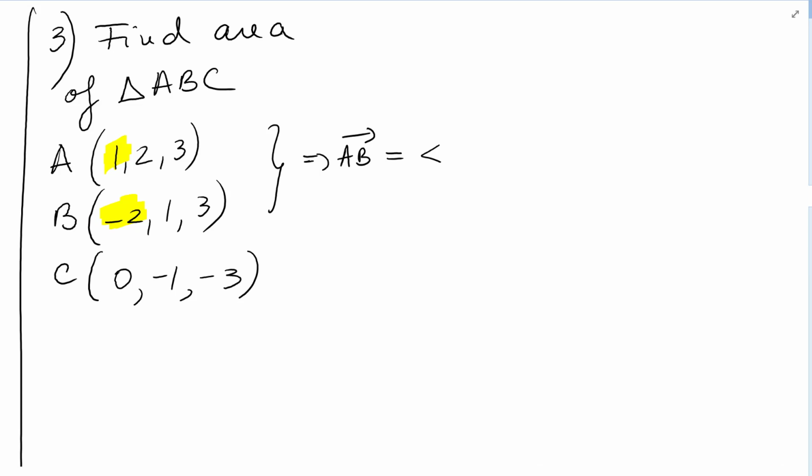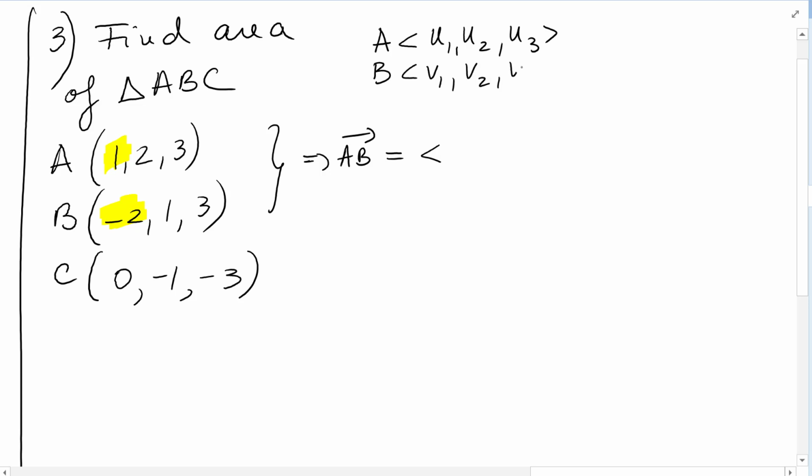Let me explain that a little bit better. If A is u1, u2, u3, and B is v1, v2, v3, then AB would be v1 minus u1, v2 minus u2, and v3 minus u3. So it's going to be -3, -1, 0.